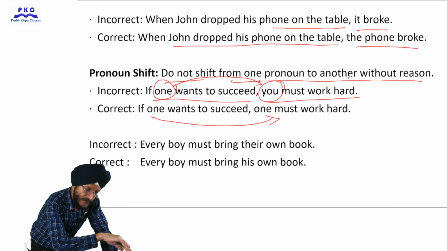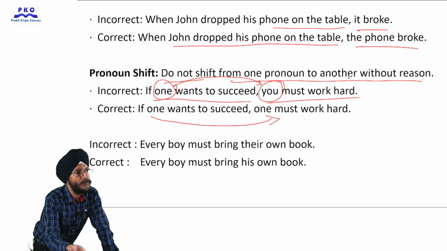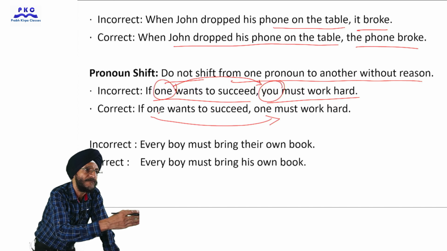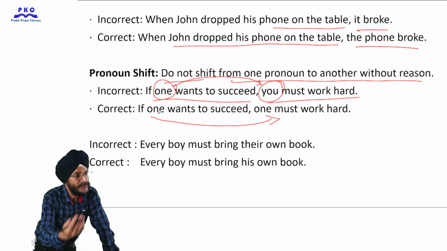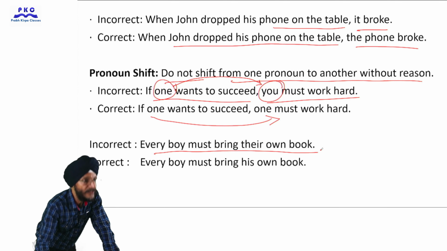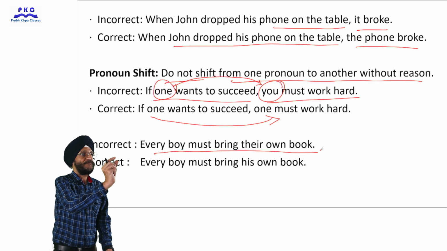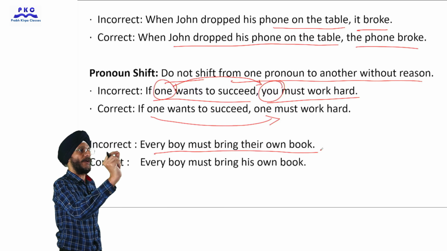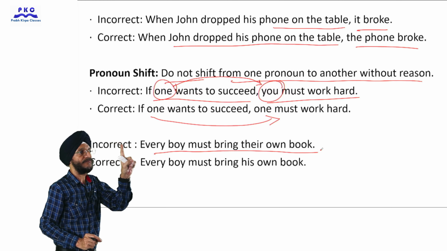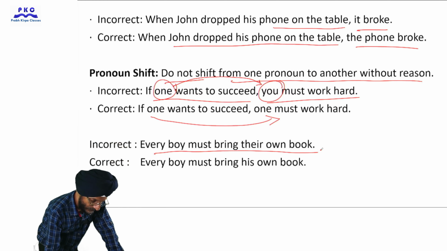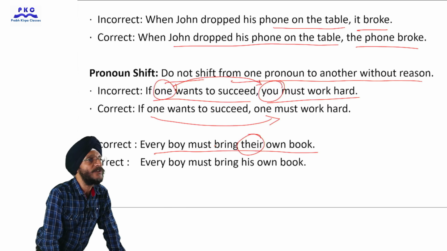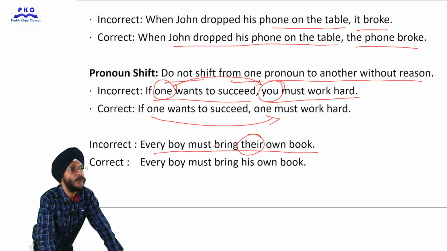If it is in first person, then the pronoun is to be in first person. Here the noun was in third person. Accordingly, we have to use third person. Every boy must bring their own book. Every boy means individual boy, single boy. It is to be treated as a single unit. So we are not to use their, because it is plural. We are to use singular.